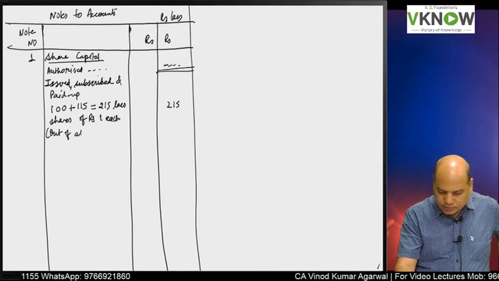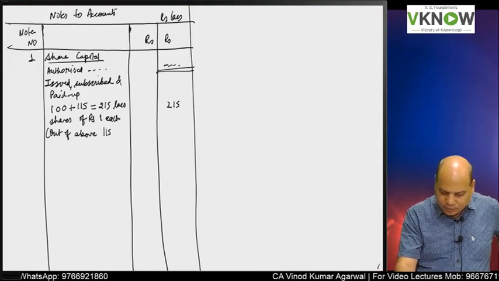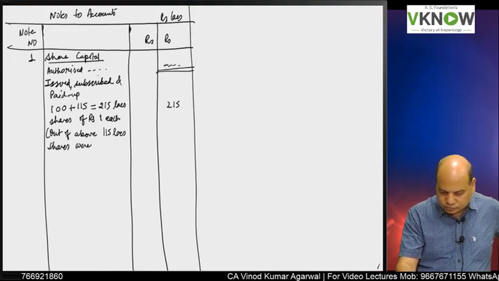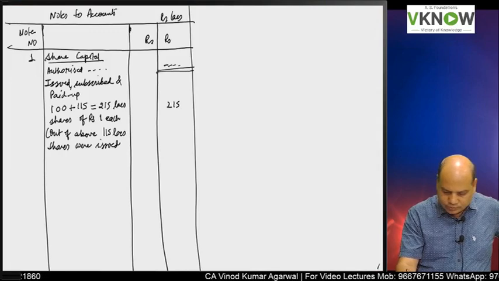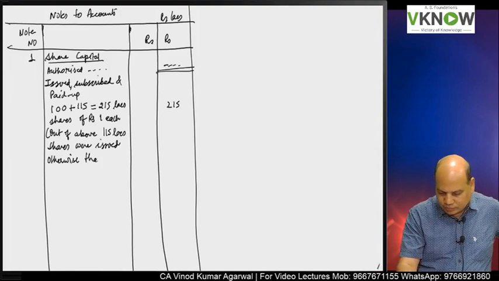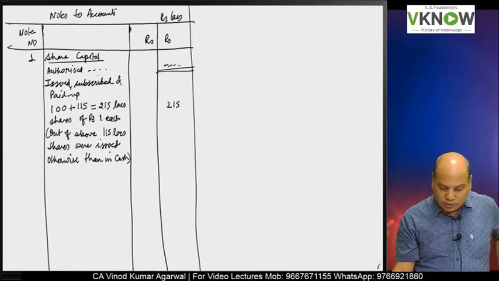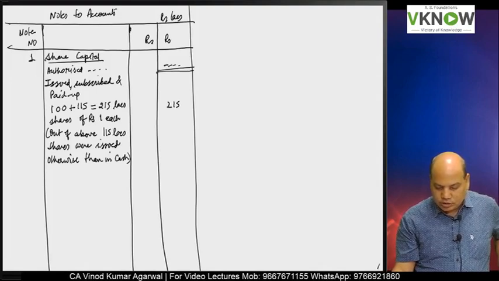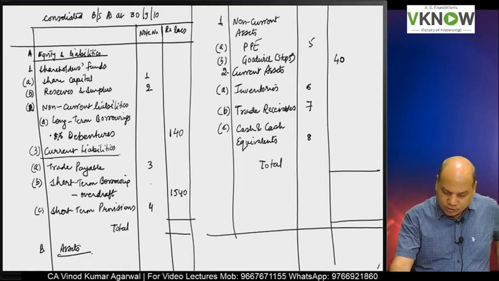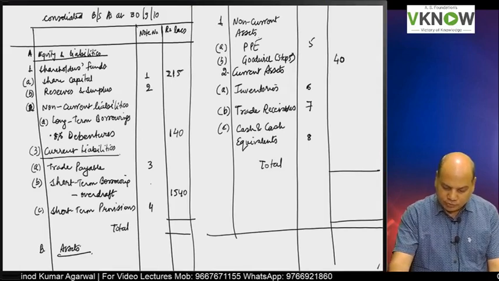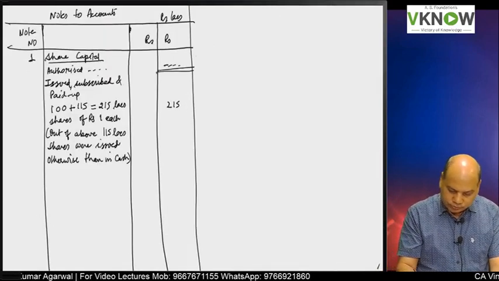Out of above, 115 lakh shares were issued otherwise than in cash. So 215 you write down here on the main balance sheet, 215. And now write down note number 2.